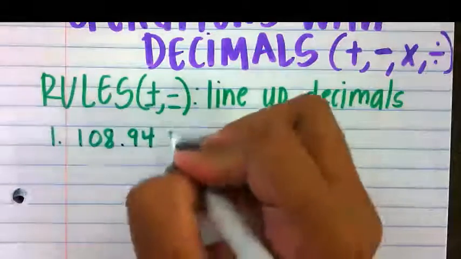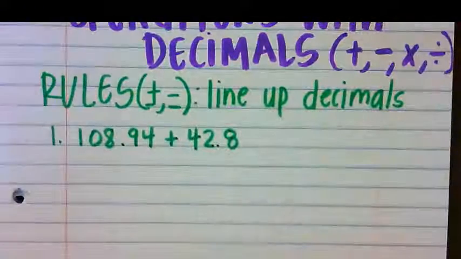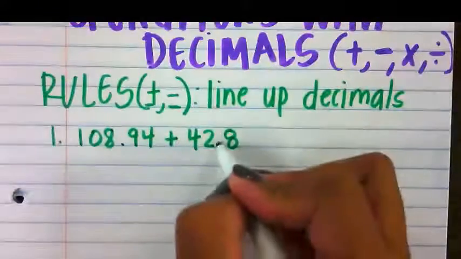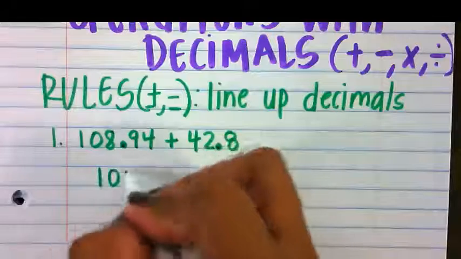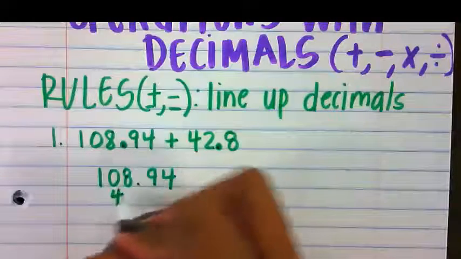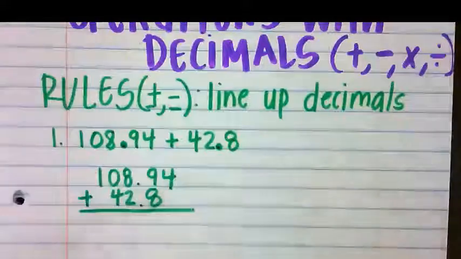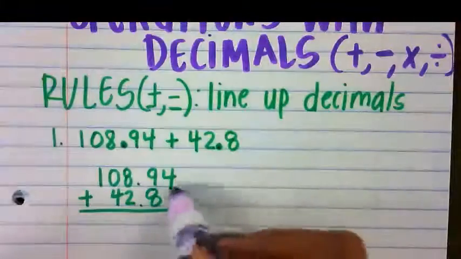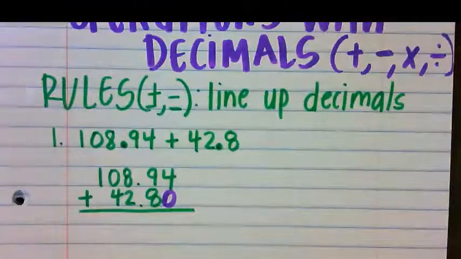The first problem we have is 108.94 plus 42.8. So first thing I need to do, rewrite this so that my decimals are lined up. So I'm going to write it beneath it. 108.94 and 42.8. We are adding. Now the places that there are no numbers, like here, I can put a 0 here to hold the place value.